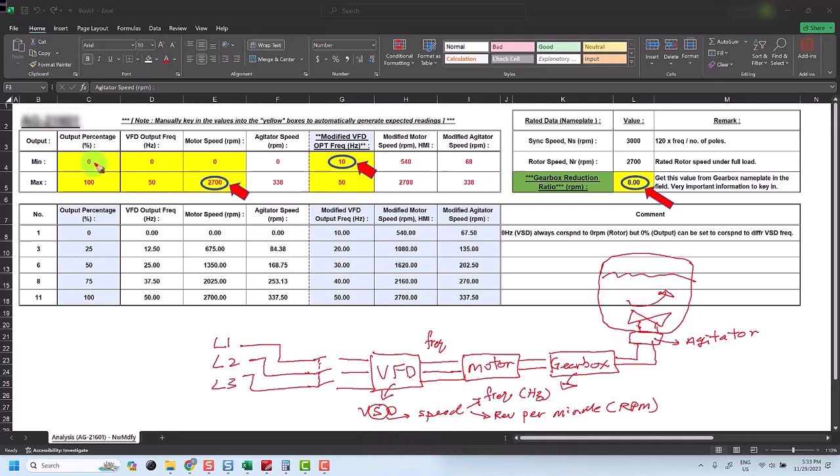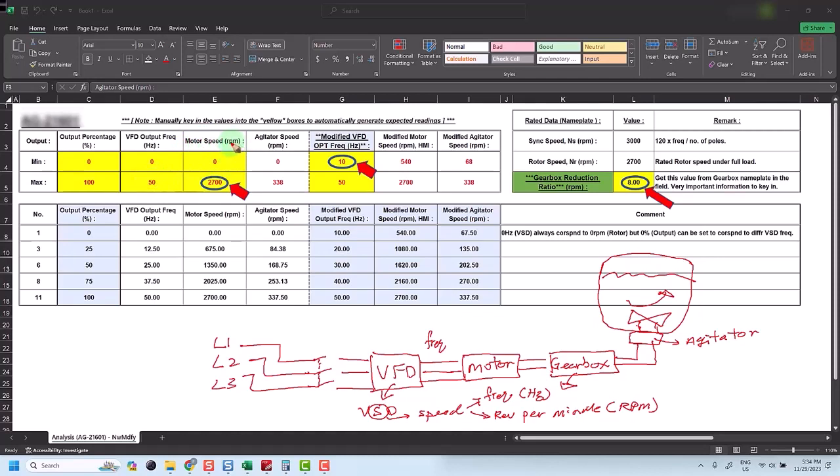For this output percentage column, I fill out the value 0% as my minimum output percentage and 100% as my maximum output percentage. Usually the percentage is from 0% to 100%. This is quite a standard practice. As for this VFD output frequency, the unit is hertz. Refer to this VFD output frequency. The range is 0 Hz minimum and the maximum is 50 Hz.